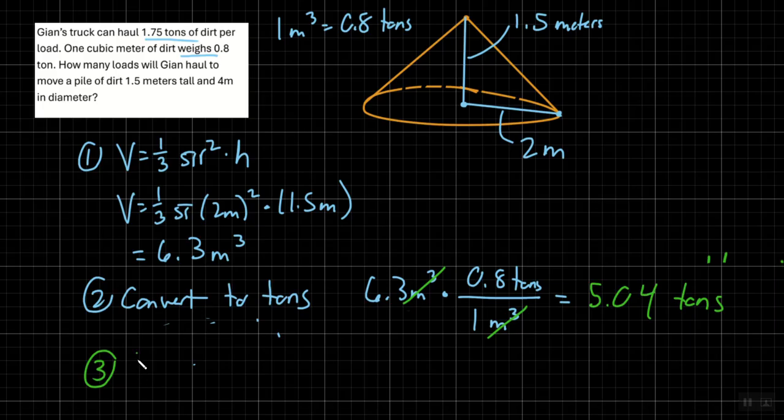Guillen's truck can haul 1.5 tons per trip. How many trips does he have to take to get rid of all of this dirt? Find that out on your own. You got it. He needs to get rid of 5.04 tons. He can take 1.5 per trip. How many trips is it going to take?